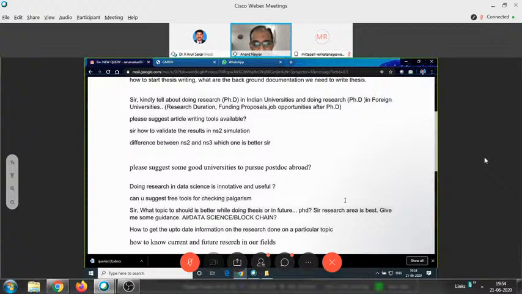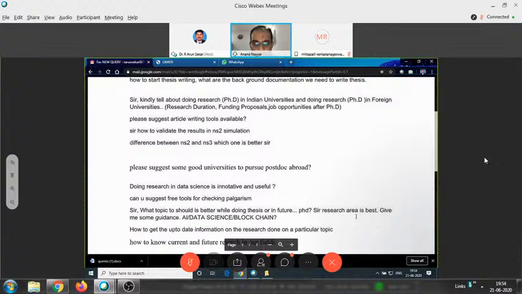So please suggest article writing tools. Article writing tools could be your Ref and Write. That is also good. But I suggest that you can use Grammarly, Ginger, and even this 7R. These are the tools that are available for writing. I'm sorry, I'm skipping this NS2. Please suggest some universities to pursue postdoc abroad.